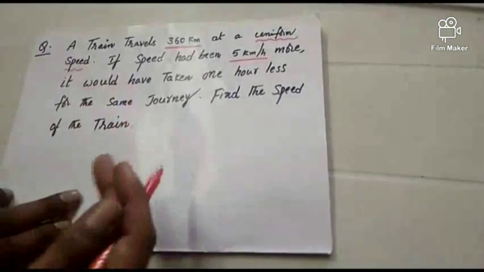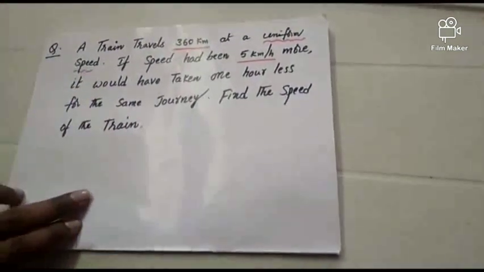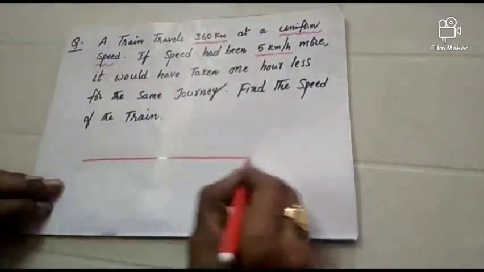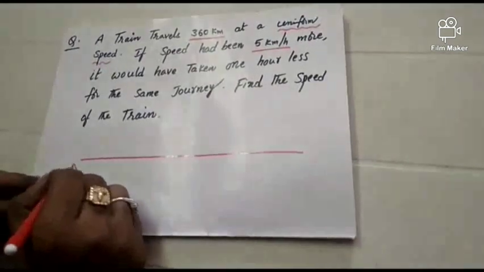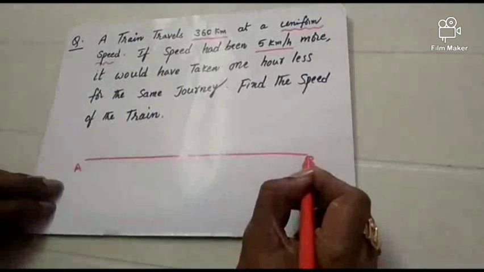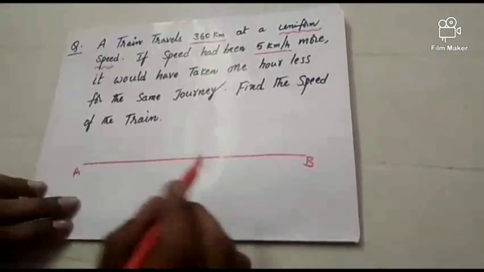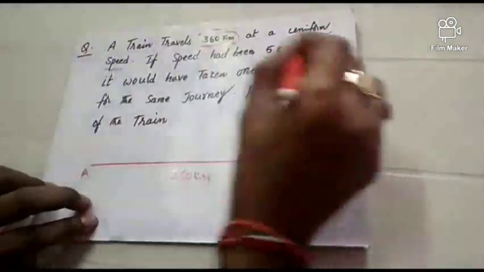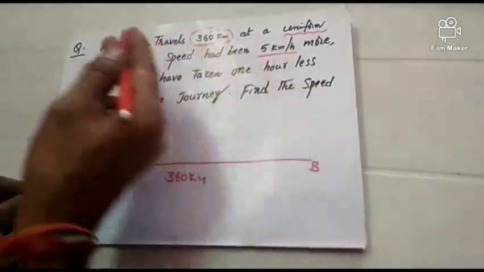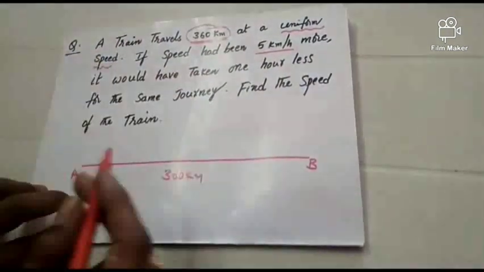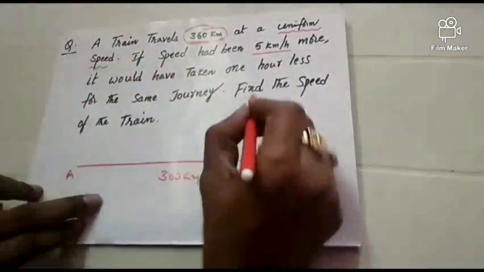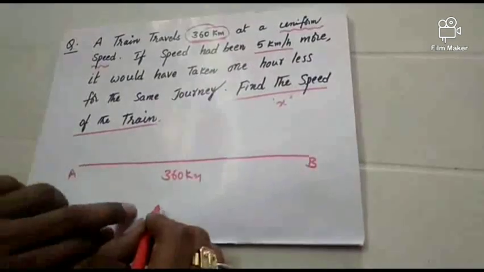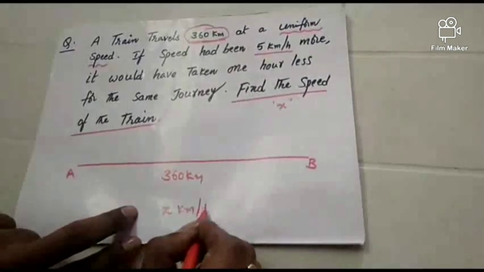Now once again we will discuss the meaning of the problem very clearly. 360 kilometers is the total distance traveled by the train. Suppose A is the initial point and B is the final point of the journey. That is a distance of 360 kilometers. Clear? But here nothing is mentioned about the speed of the train. We have to find the speed of the train, so take the speed as x kilometers per hour. Clear?